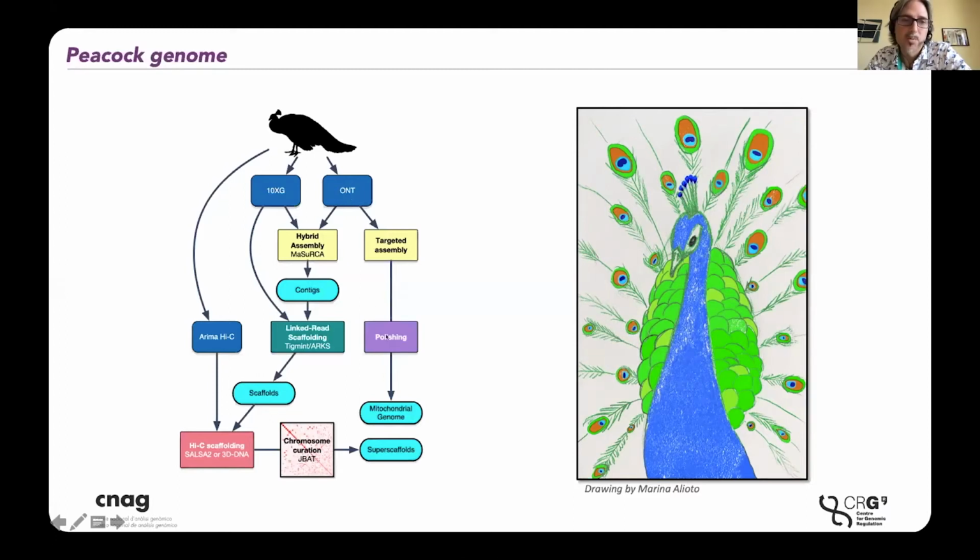For most of these genomes, we have a separate pathway to assemble either mitochondrial genomes or chloroplast genomes.